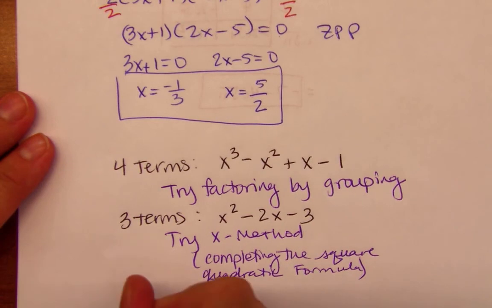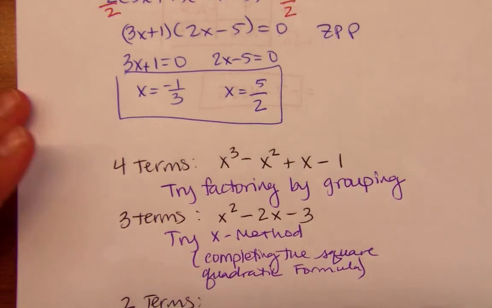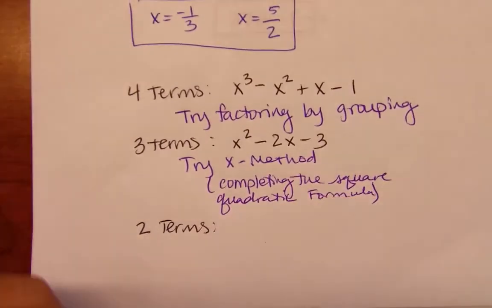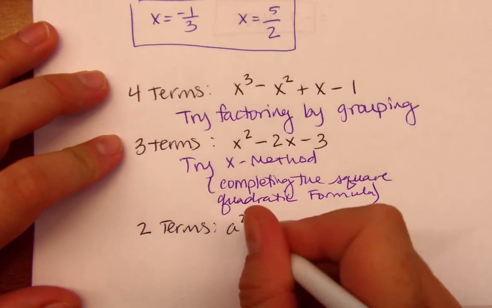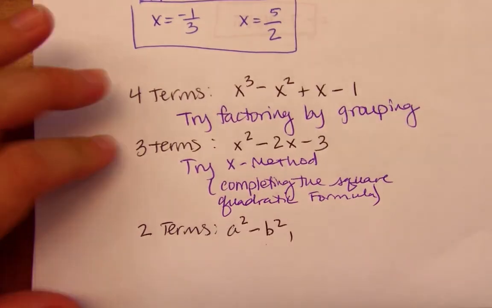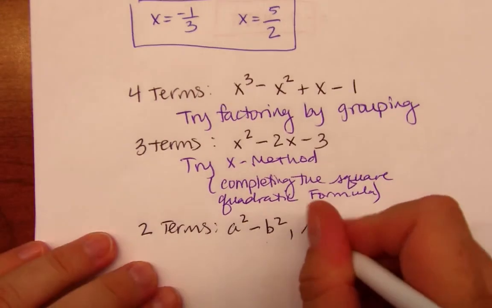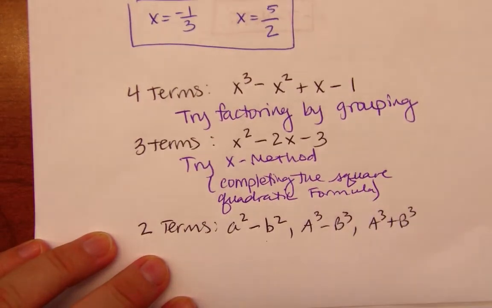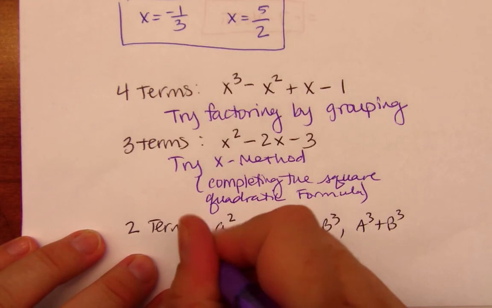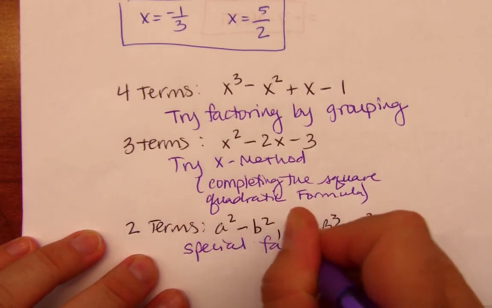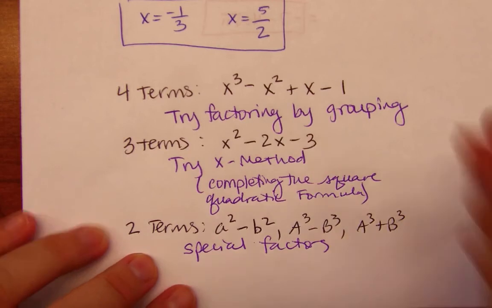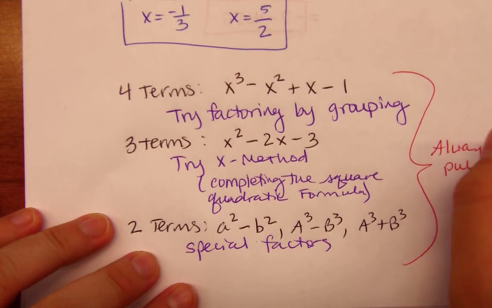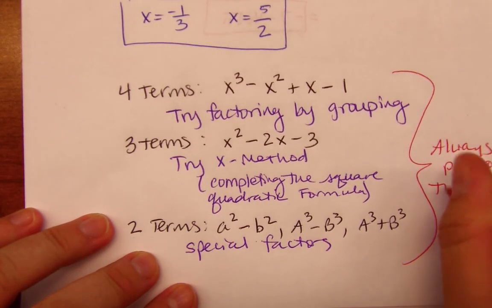And then if we only have two terms, we want to think, well, maybe that's like a special product or a special factoring. So maybe something like a squared minus b squared, or just one of those special ones that we know. It could be a cubed minus b cubed, or a cubed plus b cubed. One of the special factors. So we want to think special factors. And in all of these cases, no matter what, we always pull out the GCF first.